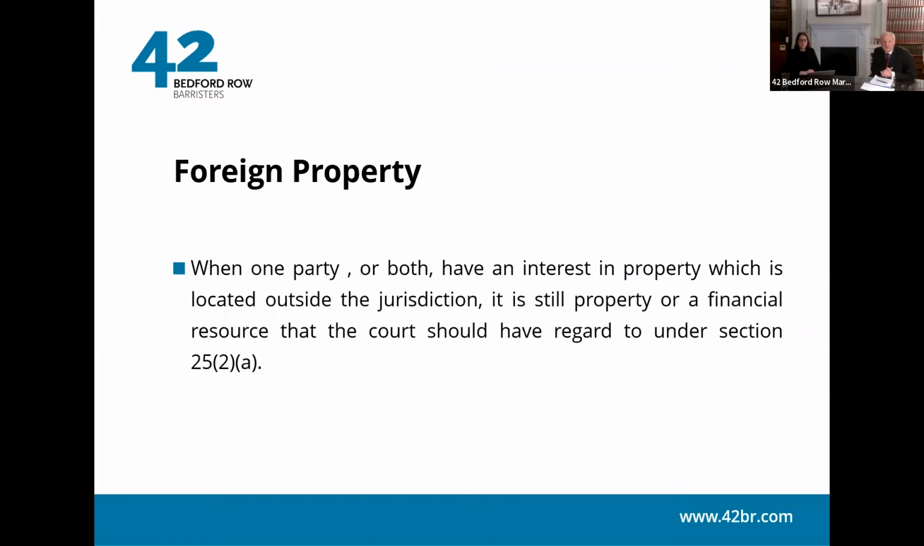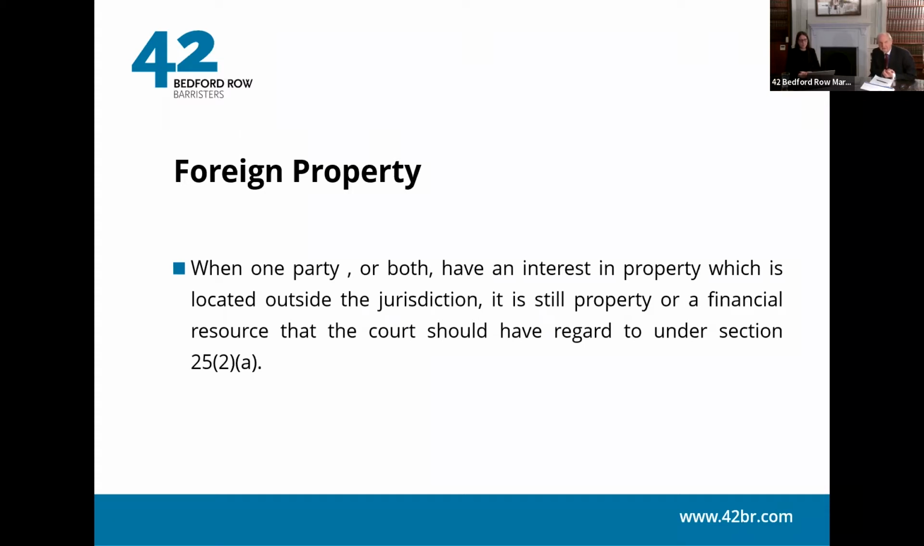And where one party or both have an interest in a property which is located outside the jurisdiction, it is still property or a financial resource the court should have regard to under section 25(2)(a). And of course, we are dealing with a number of cases where one party will have a property or an asset in one country, possibly their home country, and another will have one from their home country, which will be a different country, and they're asking an English court, because that's where they live now, or a Welsh court, to decide about those assets, because that's where they've decided to get divorced.